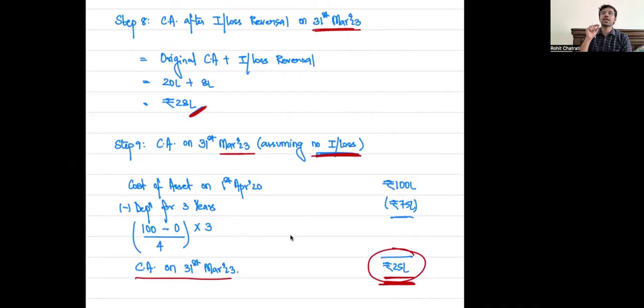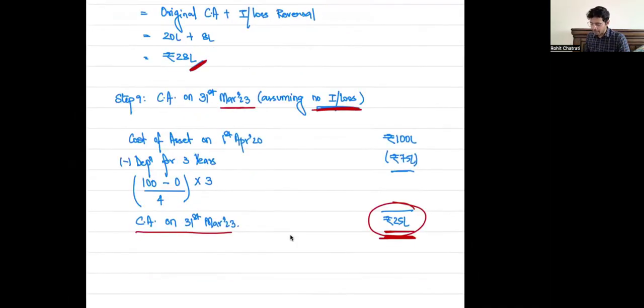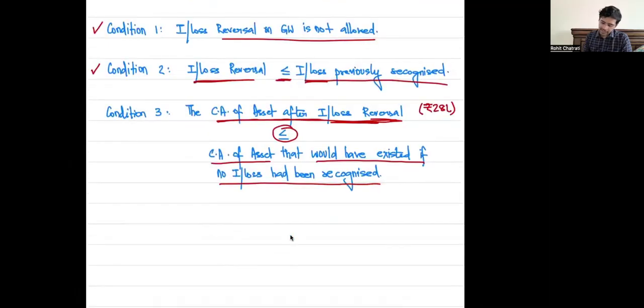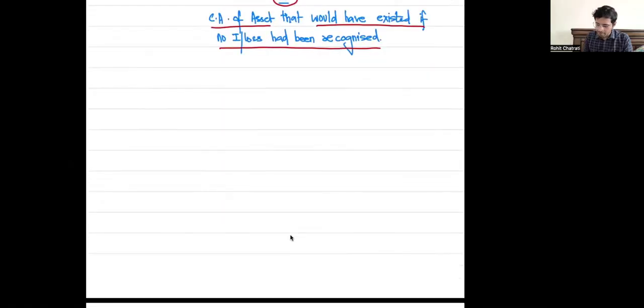Finally, the gain that we can actually recognize in the income statement is going to be only 5 lakh rupees, although your recoverable amount is 28. You're only allowed to recognize a gain of 5 lakh rupees. Therefore, condition number 3 is not satisfied, and hence impairment loss reversal is restricted to 5 lakh rupees only.